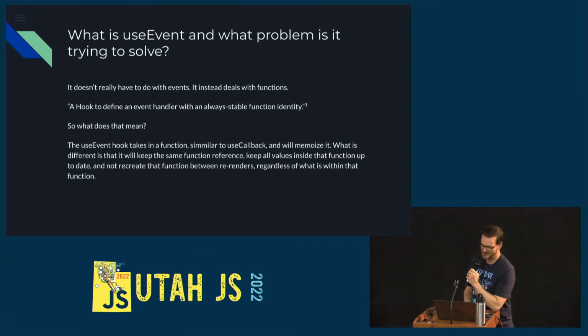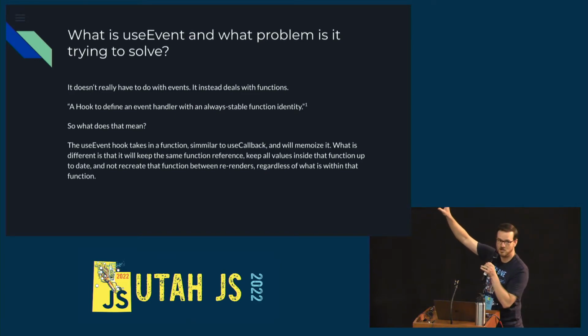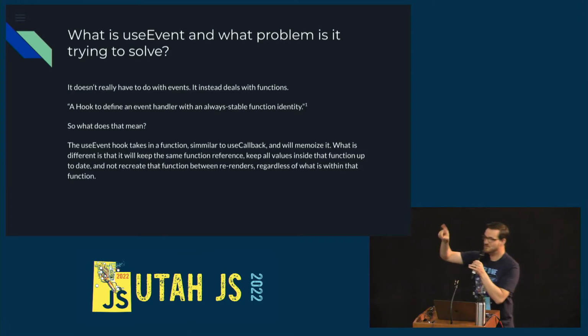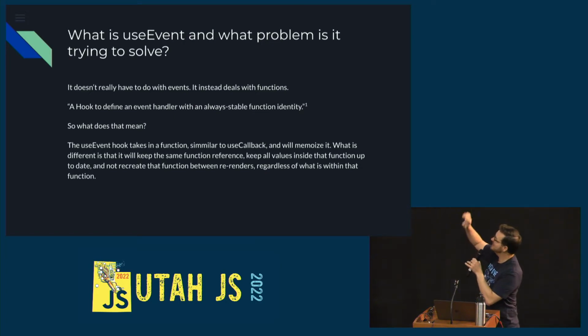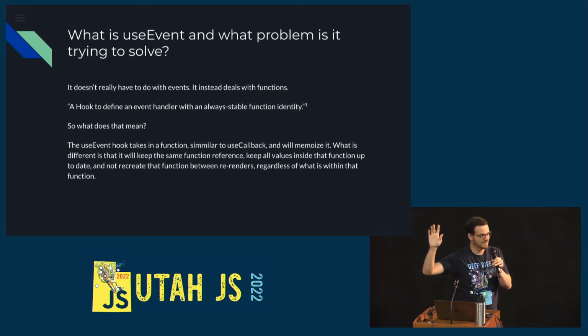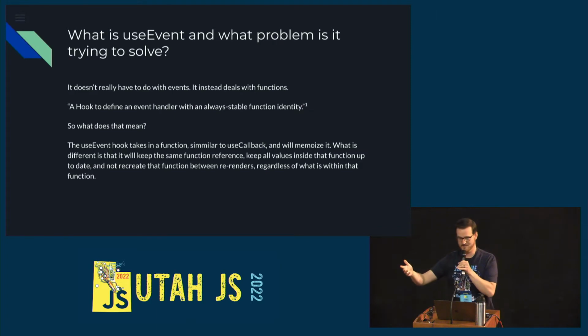Their definition is, it is a hook to define an event handler with an always stable function identity. Well, what does that mean? Essentially, it's a hook that takes in a function similar to useCallback and will memoize it. But what's different from useCallback or useMemo is that it will keep the same function reference, keep all the values inside that function up to date, and do that all without a dependency array. So even if you re-render, the function reference stays the same.